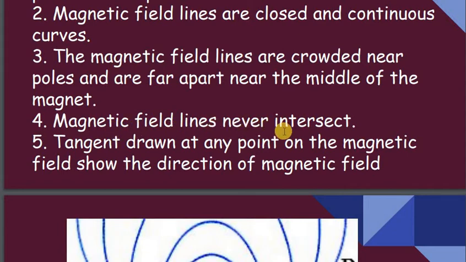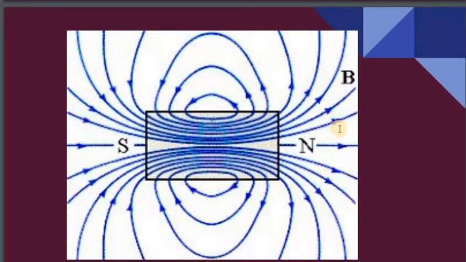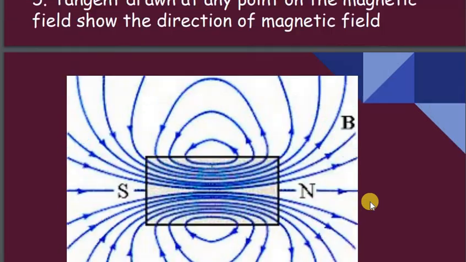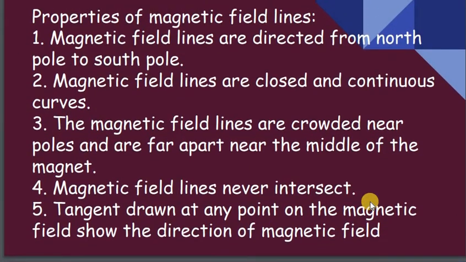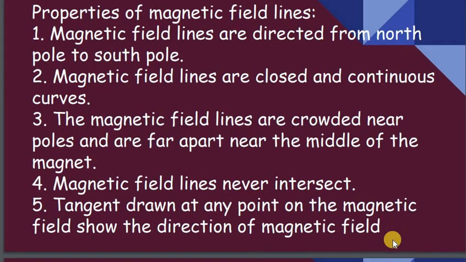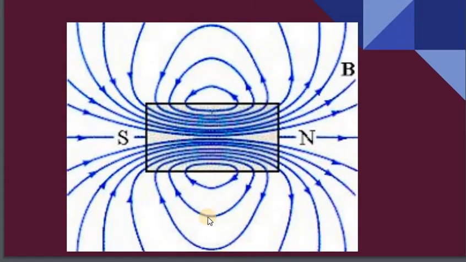The magnetic field lines never intersect. In this picture you could see the magnetic field lines, they never intersect. The tangent drawn at any point on the magnetic field line shows the direction of the magnetic field. So in this curve, any point you take, you draw a tangent, this will be showing the direction of the magnetic field.